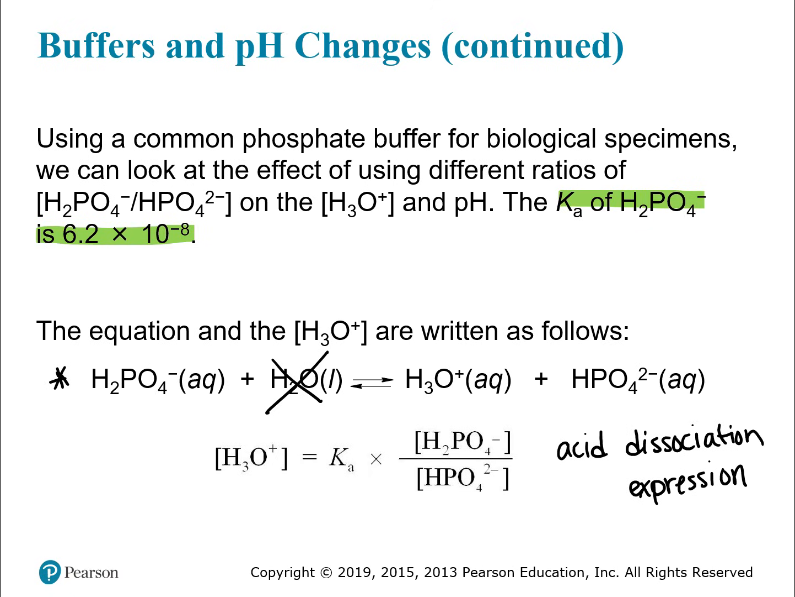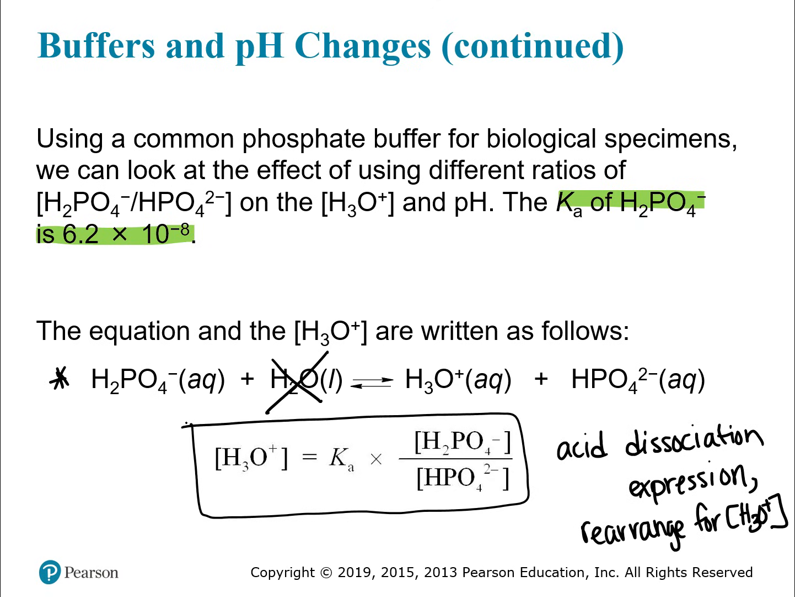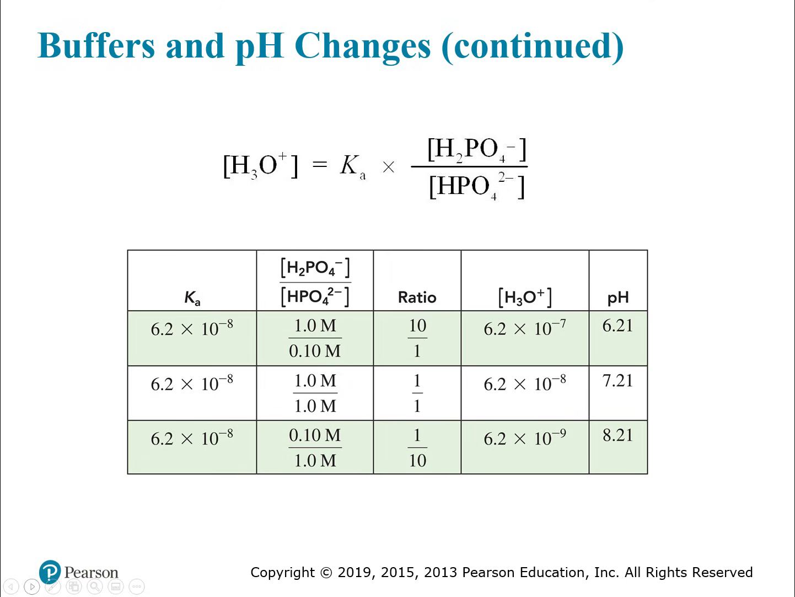So we get to this point, and then we can use that to rearrange and get the hydronium concentration. So that all has been done, and that's what we have here. Now we can play around with different ratios of weak acid and conjugate base. And that's what's in this table.